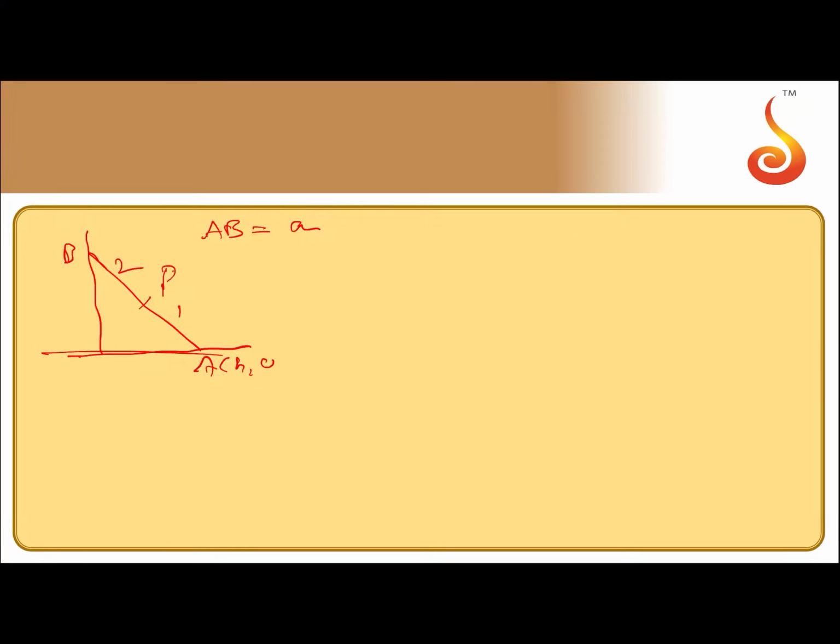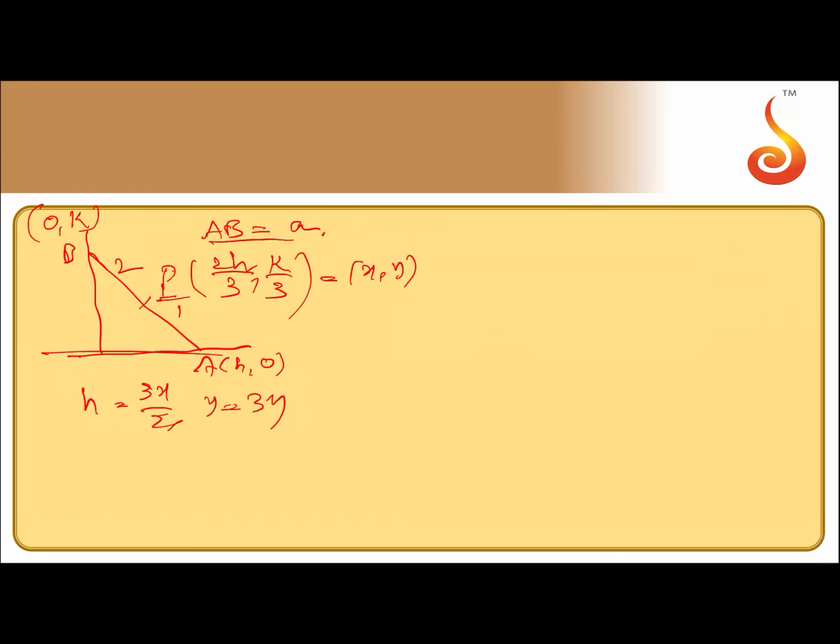Let me take this as (h, 0) and this as (0, k). Because the ratio is given to you, the point P is given by (2h plus 0) by 3, comma, k divided by 3. So you got the P coordinates. I would like to find the locus of P, so I take it as (x, y), so that h is equal to 3x by 2 and k is equal to 3y. But the AB distance is equal to a, therefore root of h square plus k square is equal to a. And therefore h square plus k square, 9x square by 4 plus 9y square, is equal to a square.